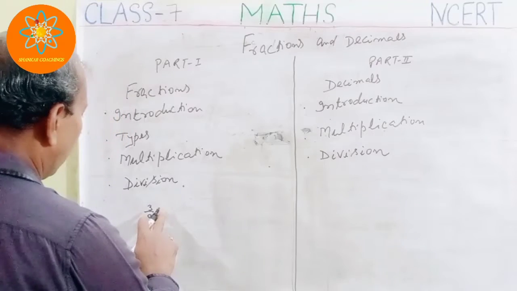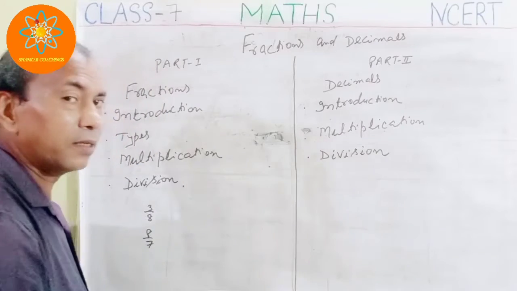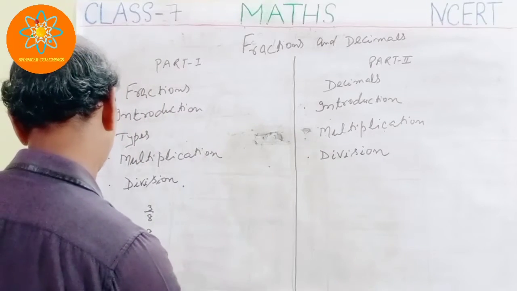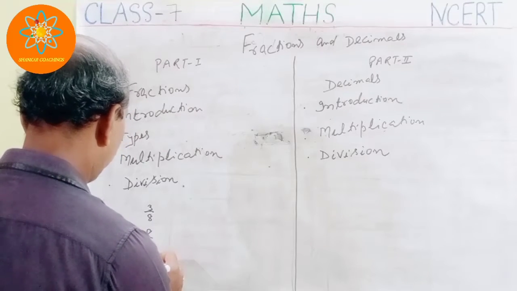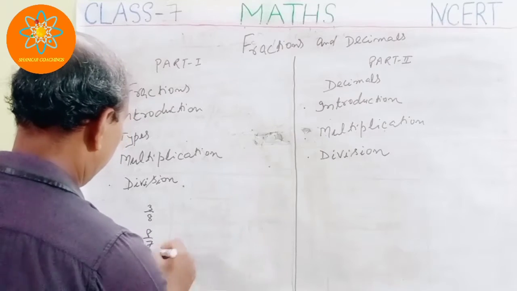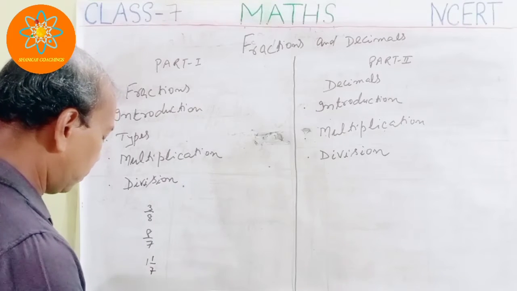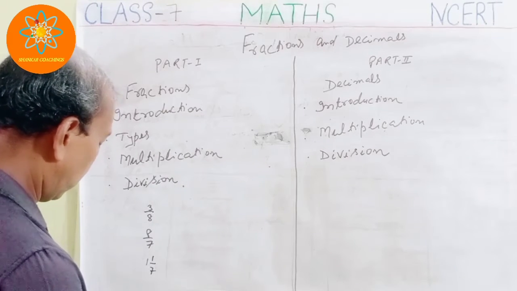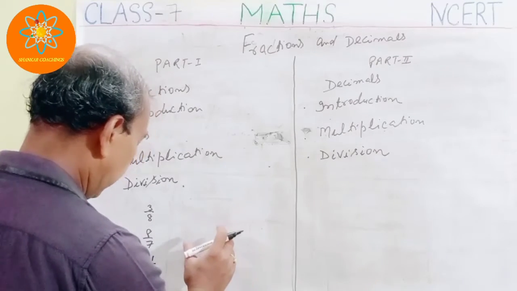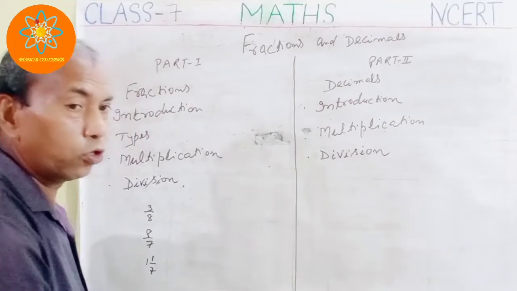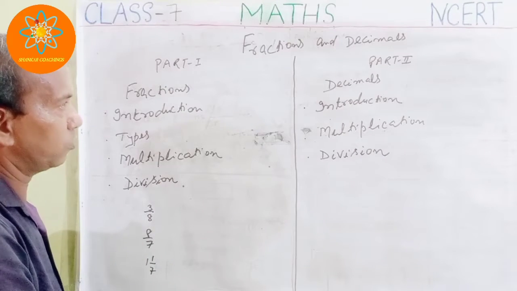Actually this 3 by 8 is one type, the proper fraction. 8 by 7, that is the improper fraction. And if I write it like this, 1 and 1 by 7, this is the mixed fraction. For fractions we can compare two fractions, find the equivalent fraction, and also represent the fraction on the number line.